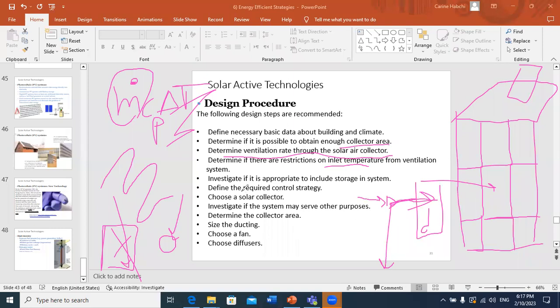You should define also what is the type of solar collectors that is convenient for your application, what is the number of collectors to use, what is the total area needed. You should investigate if the system can be used for other purposes. And sometimes if you have, let's say, excess of heat for domestic hot water, you can say, why not implement also a floor heating system? You should decide on the final collector area. You should size the ducts because you need a distribution system. You have ducting, so you should size the ducting. You should select appropriate fan or appropriate pump. You should choose diffusers, etc.